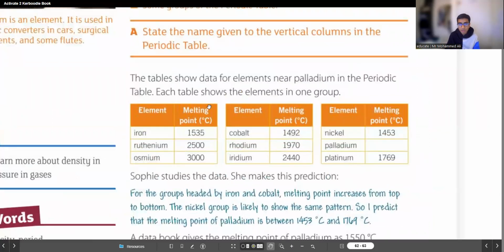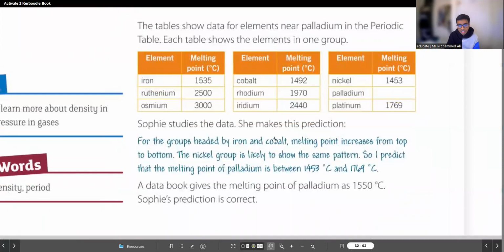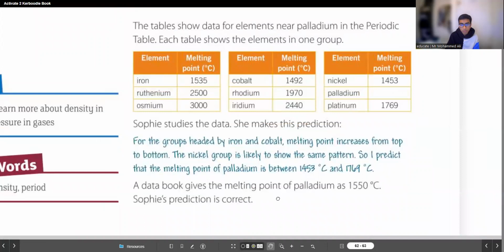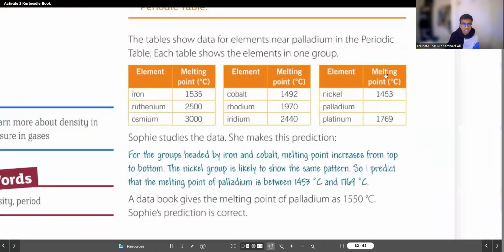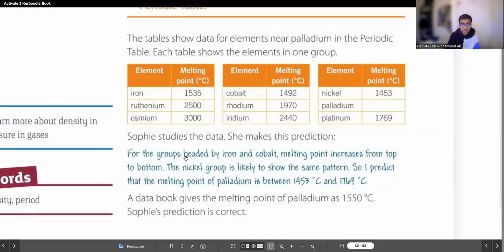The tables show data for elements in the periodic table, and each table shows the elements in one group. This one shows iron and two other elements, then three elements, and three elements. Sophie studies the data. She makes a prediction for the groups headed by iron and cobalt: melting point increases from top to bottom. The nickel group is likely to show the same pattern. So I predict that the melting point of palladium is between 1453 degrees and 1769 degrees. A data book gives the melting point of palladium as 1550 degrees, so Sophie's prediction is correct. This is how you can use tables to predict information.